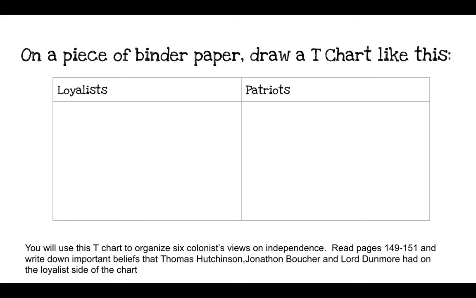On a piece of binder paper, I want you to draw a T-chart like this. So on one side, you're going to have loyalists. On the other side, you're going to have patriots. And you'll use this T-chart to organize 6 colonists' views on independence. You'll go ahead and read pages 149 to 151, and you'll write down important beliefs that Thomas Hutchinson, Jonathan Boucher, and Lord Dunmore had on the loyalist side of the chart.